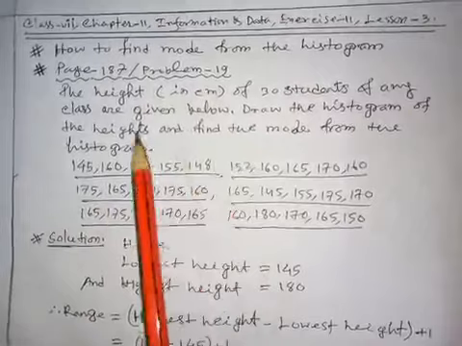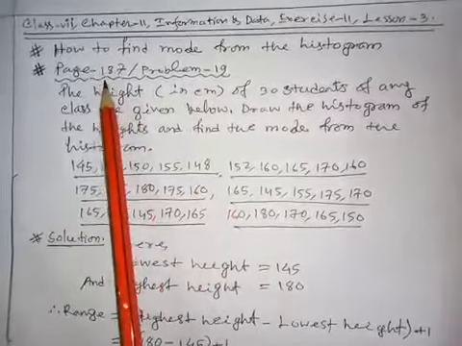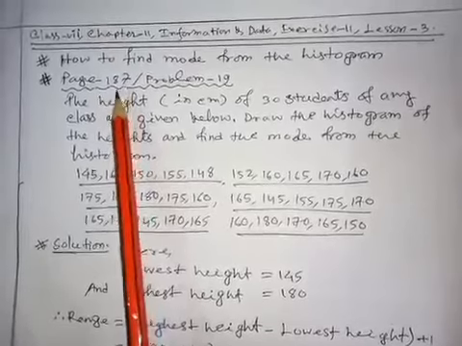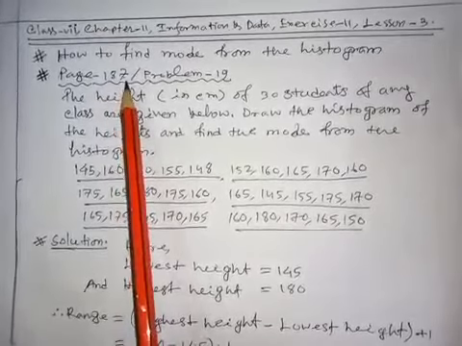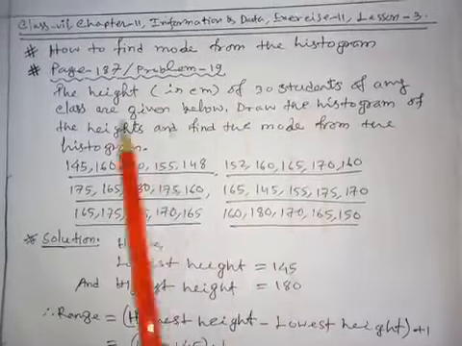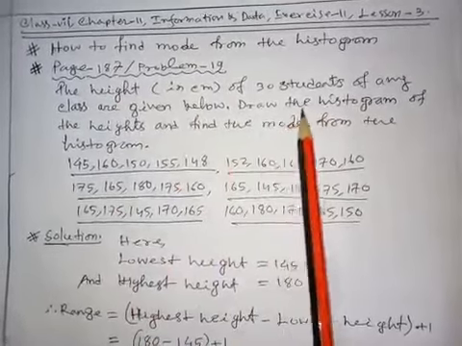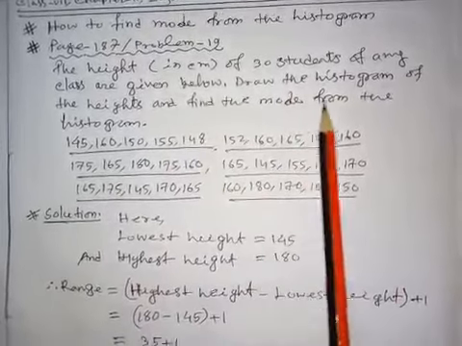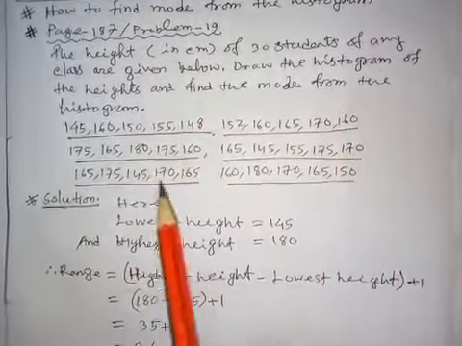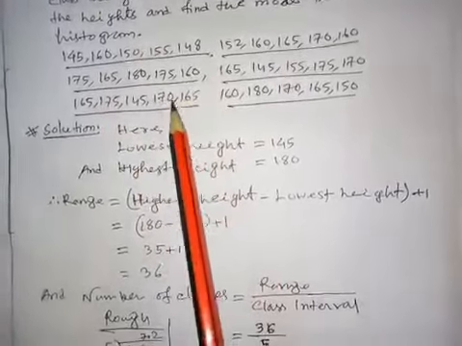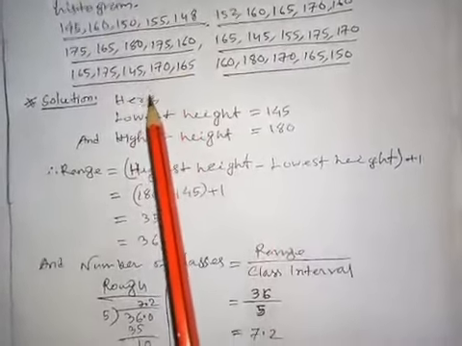Look, we have taken a problem from our book, page 187 and problem 19. The height in centimeter of 30 students of a class are given below. Draw the histogram of the heights and find the mode from the histogram. So here 30 data are given, heights of some students. Now we have to solve this problem.